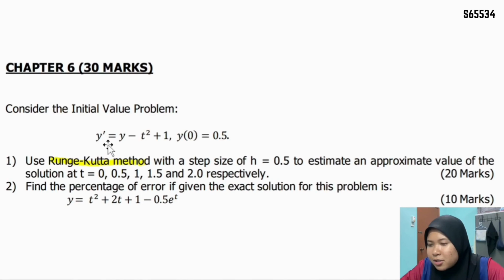Alright, given the formula y prime is equal to y minus t squared plus 1, and y0 equals 0.5, use the Runge-Kutta method with a step size of h equals 0.5 to estimate an approximate value of the solution at t equals 0, 0.5, 1, 1.5 and 2.0 respectively.